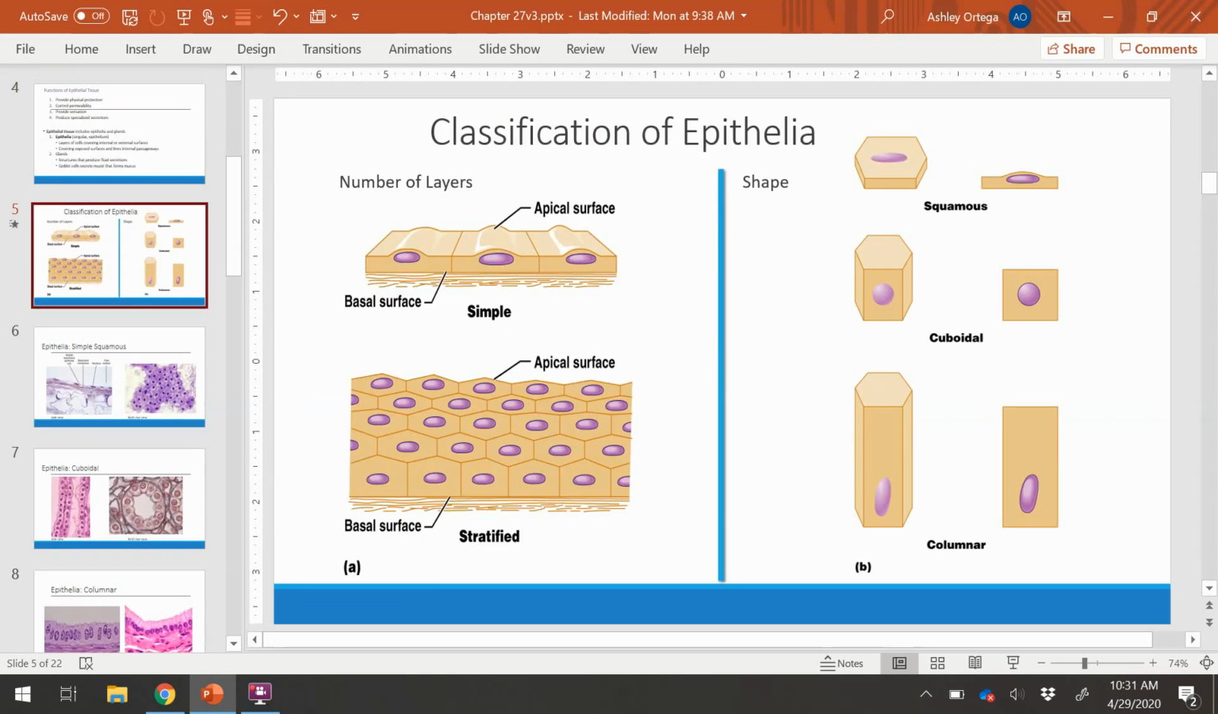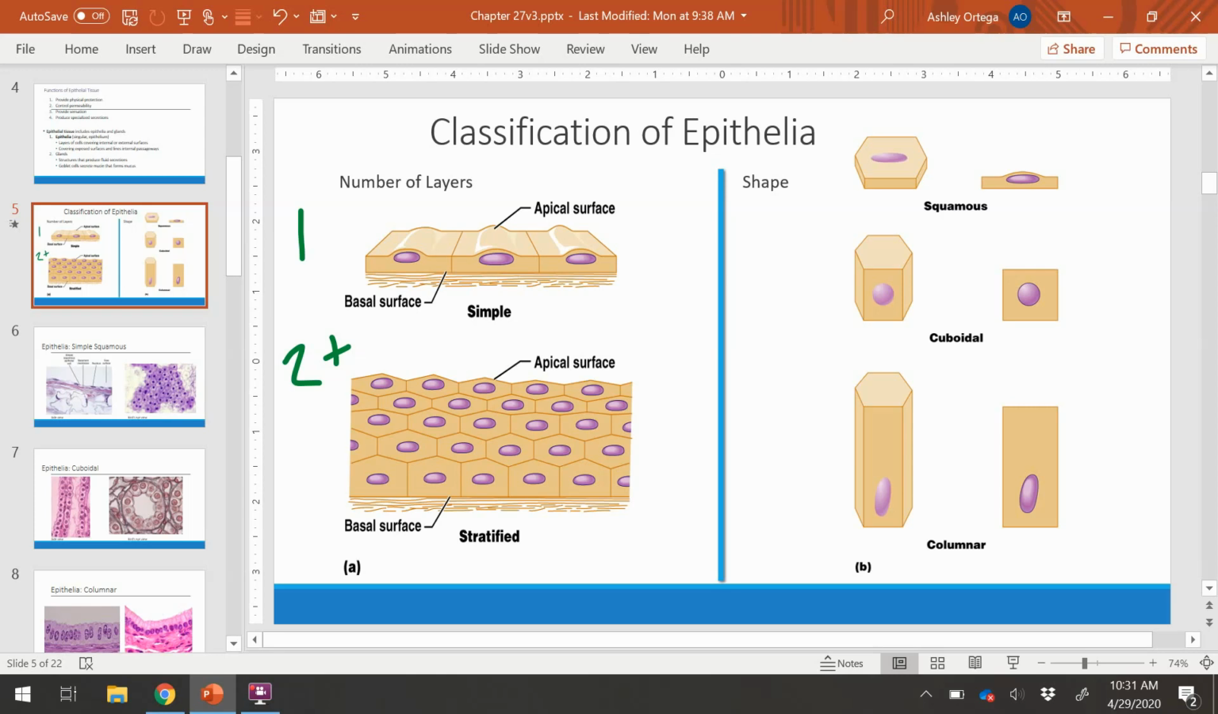And so for epithelial tissue, the main takeaway here is that it's classified based on number of layers and shape. Here we clearly show the number of layers. If it's one layer, it's simple. If it's two or more, it's stratified. It's usually pretty easy to detect if it's one layer versus more than two. And then for shape, we've looked at shape before.